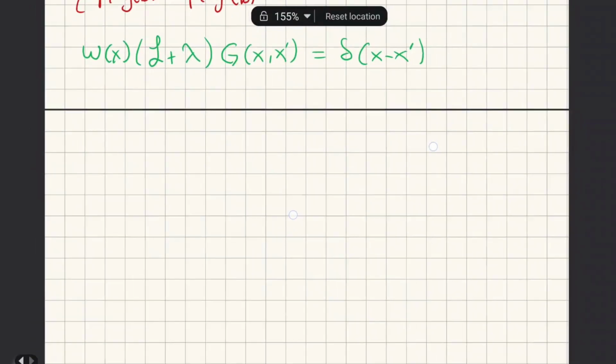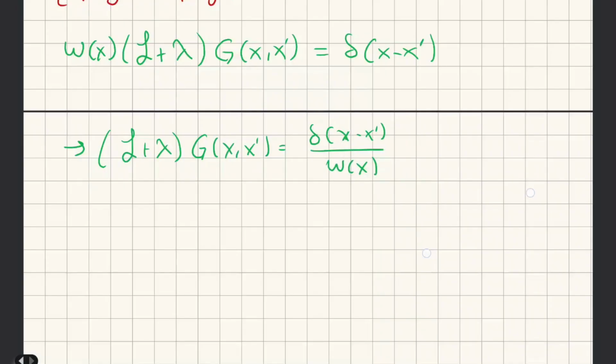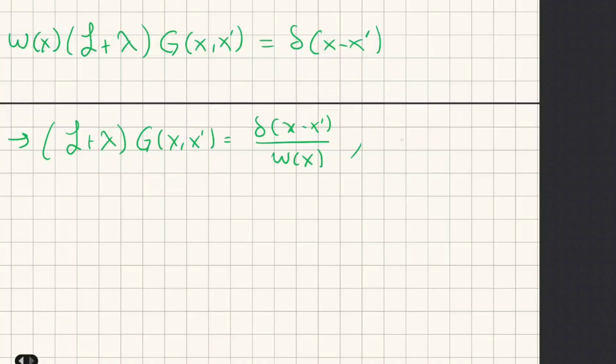Okay, and just to see it in a more elegant way, we will have that L plus lambda applied to the Green function is equal to the Dirac delta over w of x. It is also important to mention that this x prime is, of course, on the interval a comma b, like this.